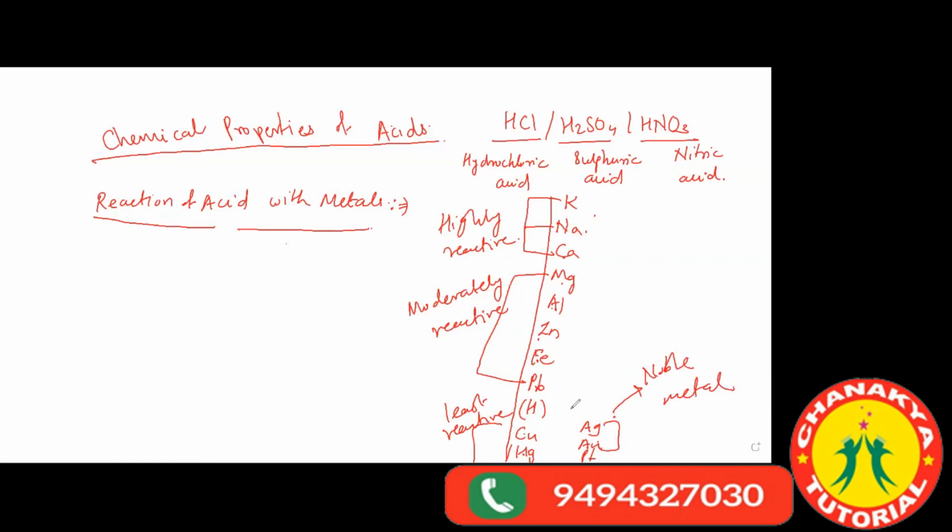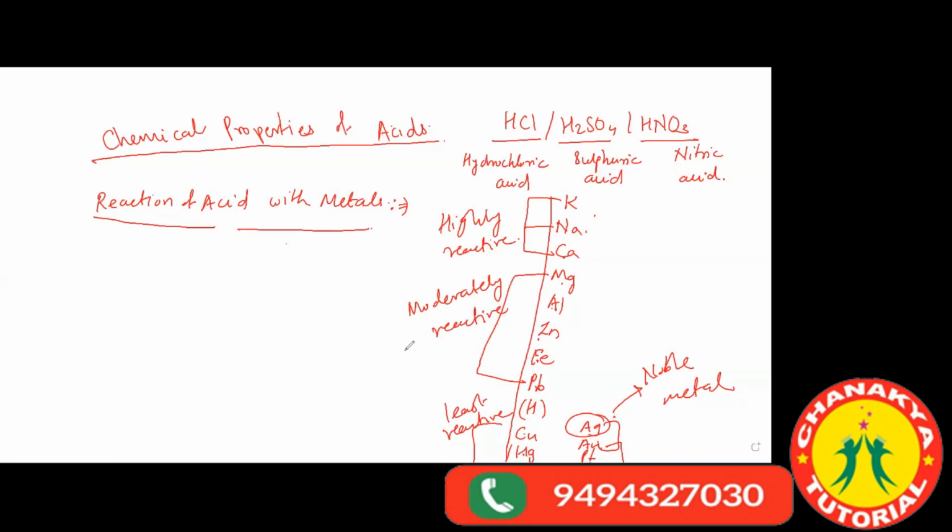Why? Because they occur in the earth's crust in the free state. Not silver exactly, but gold and platinum occur in the free state. They do not react with any other substance easily, not even with oxygen, and hence they are called noble metals. All these things we are going to learn in another chapter, the metals and non-metals chapter, where we will see it in detail.